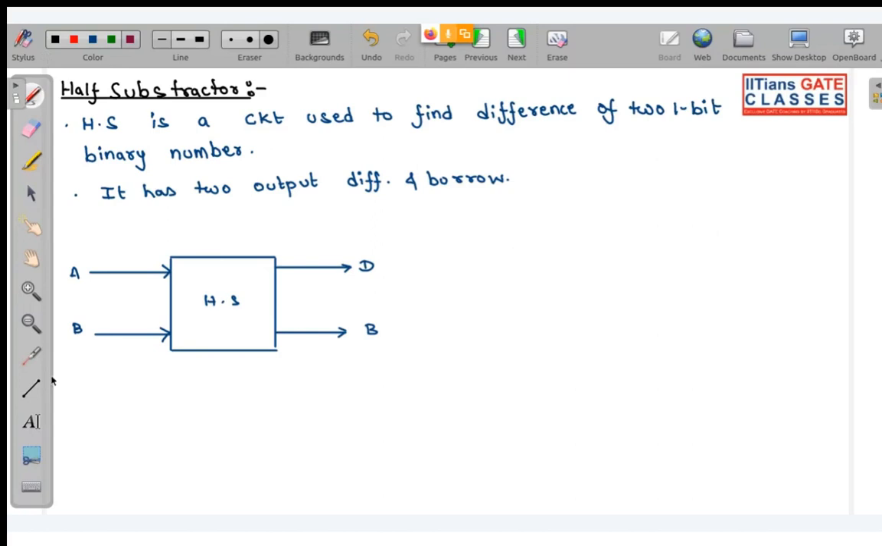So look over here, what is basically happening is we have two 1-bit numbers. Okay, so if we do the concept of borrow, then we might be wasting time. Okay, so it's okay. So difference and borrow. So the possible combinations can be 0 0, 0 1, 1 0, and 1 1.